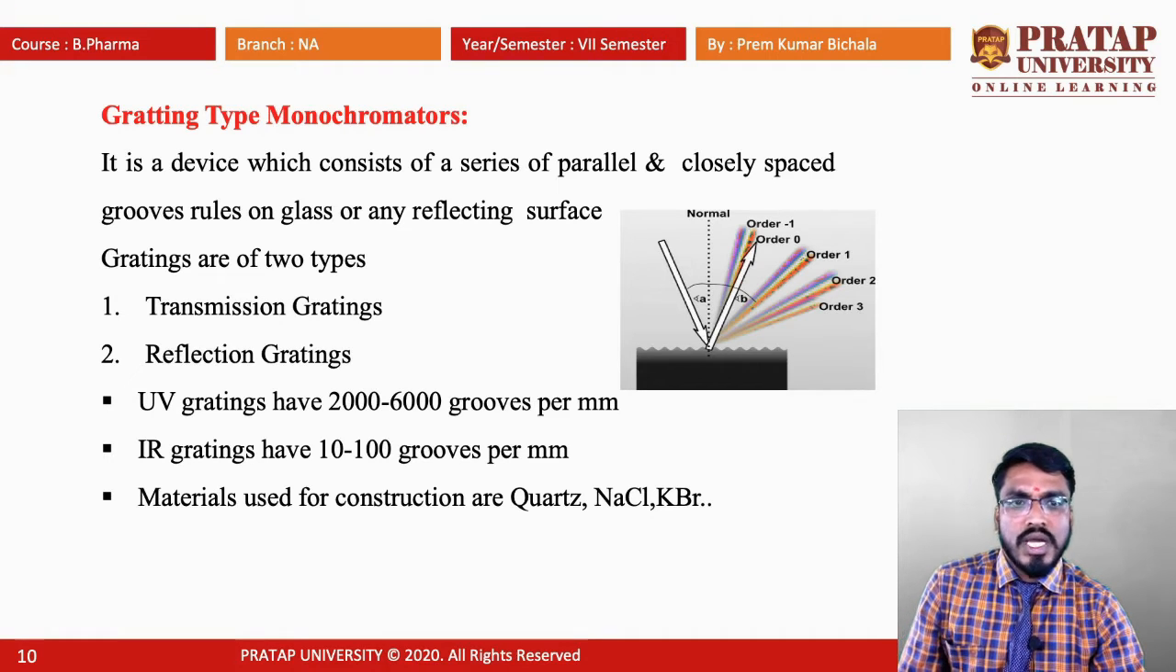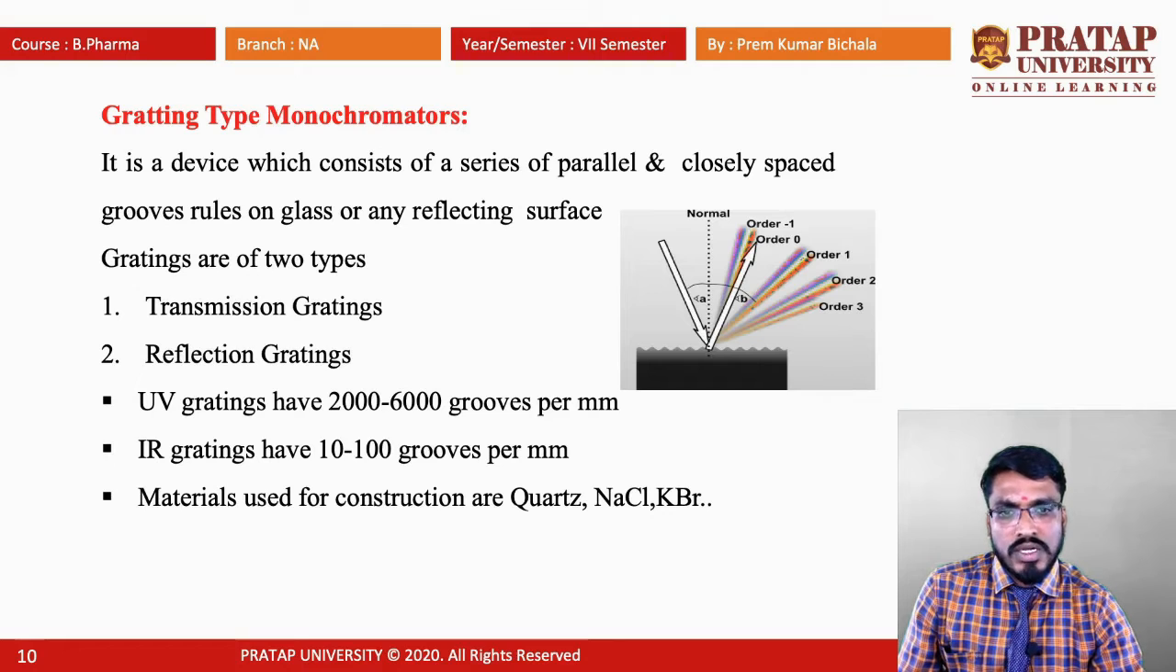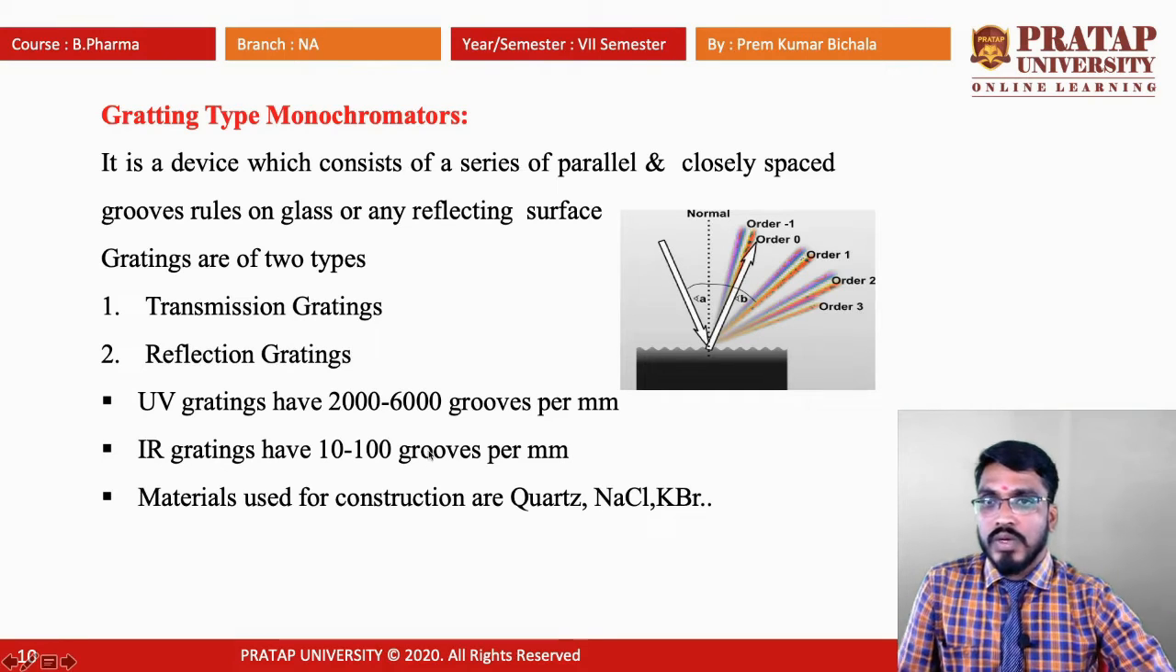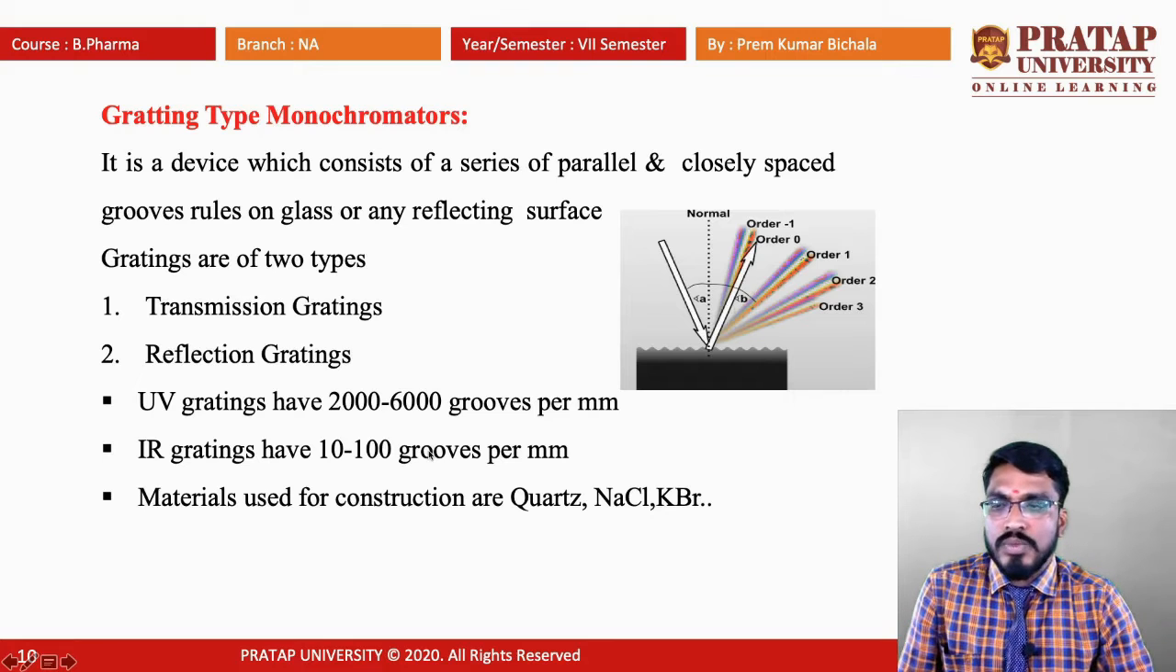So just go through the picture. The curved lines which are in black color act as gratings. Then we have some grooves. With the help of the grooves, we separate the required wavelength from the polychromatic radiation. In UV, gratings have 2000 to 6000 grooves per mm. Okay, this is the second one, the grating type monochromator.